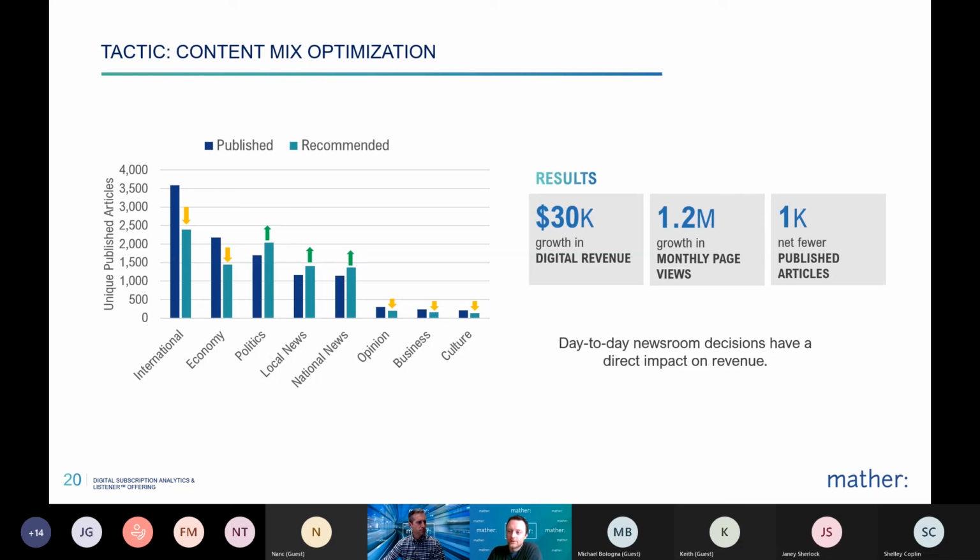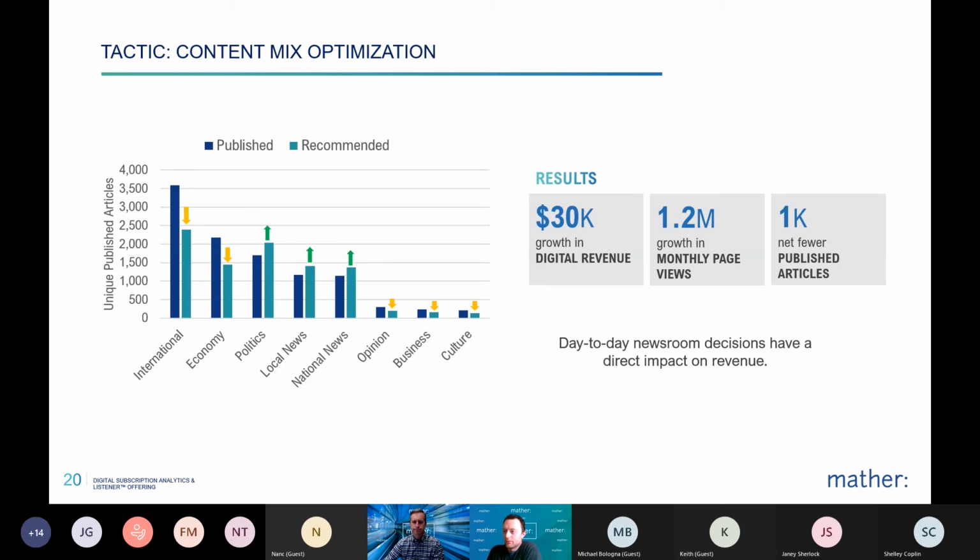Conversely, in 3 sections, politics, local news, and national news, we saw the opposite. There's a high demand for that content, but perhaps an undersupply of stories. So we said let's rebalance that newsroom production and shift resources around a little bit. The result was essentially 1,000 fewer articles being pushed out every month. Some of that was locally produced journalism, some of that was AP or syndicated content. But the net result is 1,000 fewer articles overall.